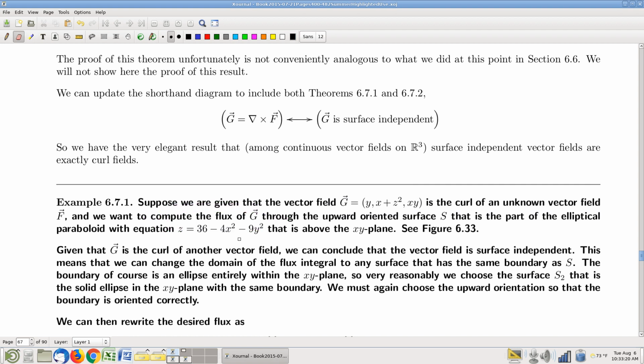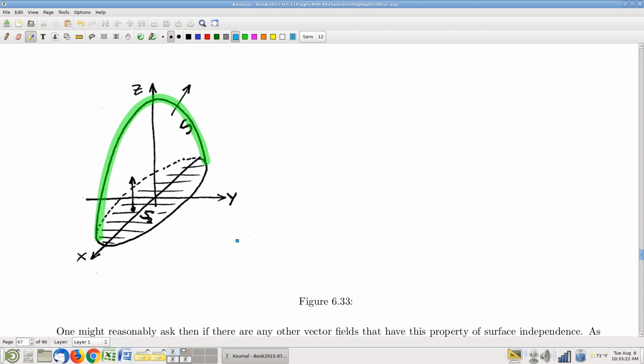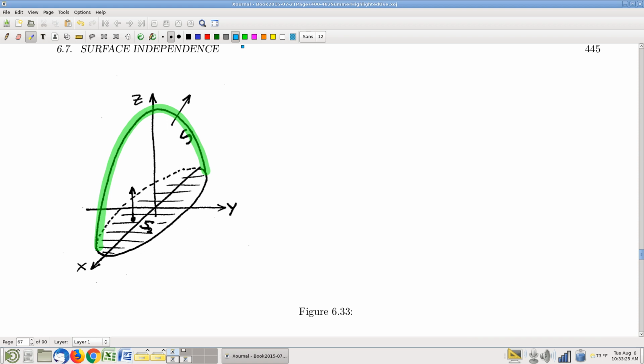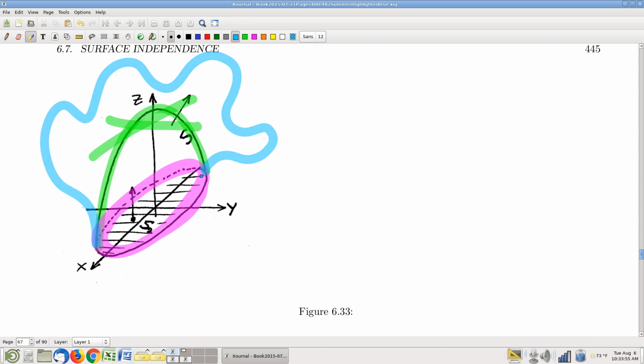Surface independent means that I can take this surface here and I can just chunk it. Again, I can just throw this away. I don't like that surface. It's all curvy and stuff, right? It's going to be hard to parameterize. It's going to be annoying. There's going to be variables all over the place, right? So I'm allowed to, as long as I pay careful attention to the boundary curve, as long as I leave that boundary curve fixed, I can replace this surface with any other surface that I like. So, for example, if I were a masochist, I could pick that surface.